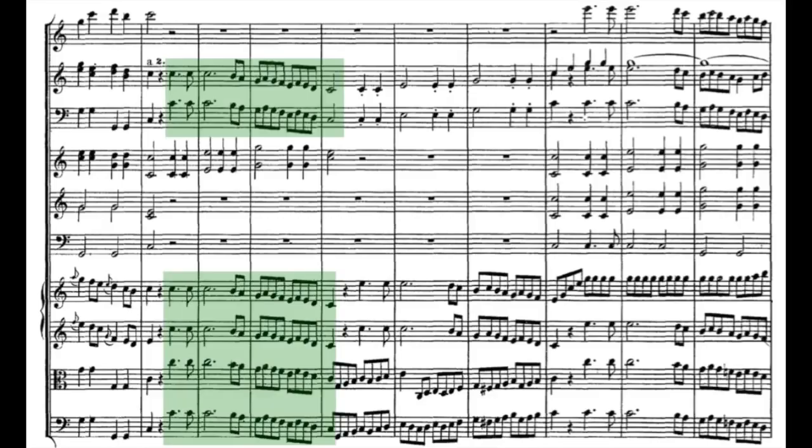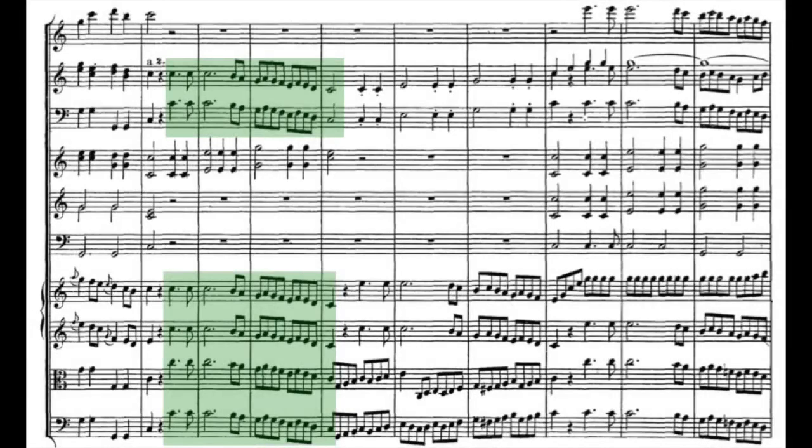Theme number 2 immediately follows this and consists of a dotted figure followed by a descending configuration of eighth notes. It will be highlighted in green.